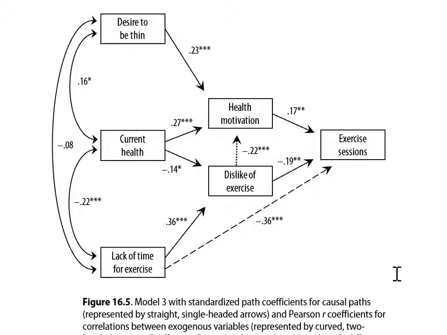The final preferred model. What Dr. O'Day was trying to identify was the variables that have causal effects on exercise sessions. She's identified that, and she's also identified those variables that have indirect effects on exercise sessions. This is her final theoretical model that describes the determinants of exercise sessions.